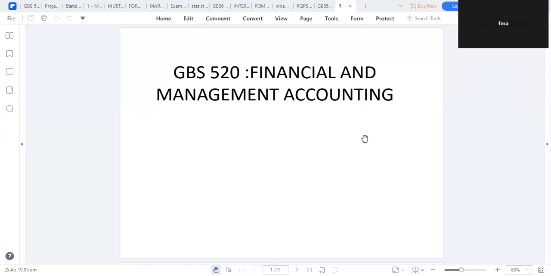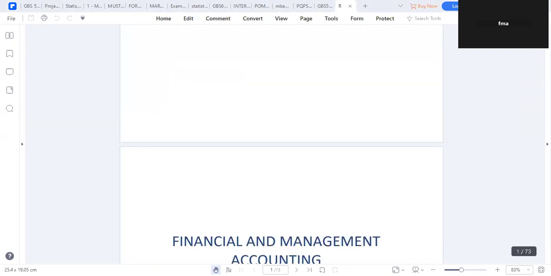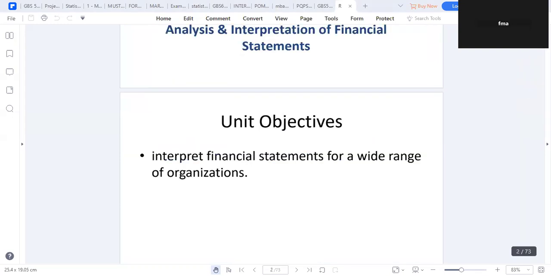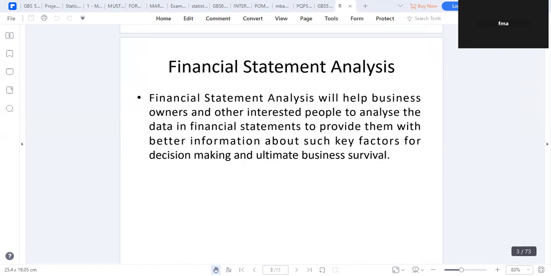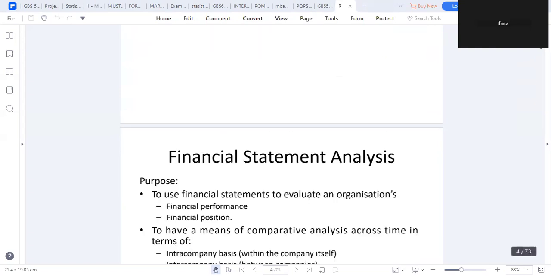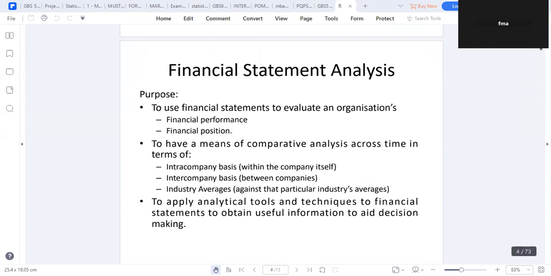Our session today will be on ratio analysis. So I'm going to quickly explain what financial statement analysis is all about. Financial statement analysis helps business owners and other users of financial accounting information by providing them with better information about the key factors for decision making. Generally, the purpose of financial statement analysis is, A, to use financial statements to evaluate an organization's financial performance.